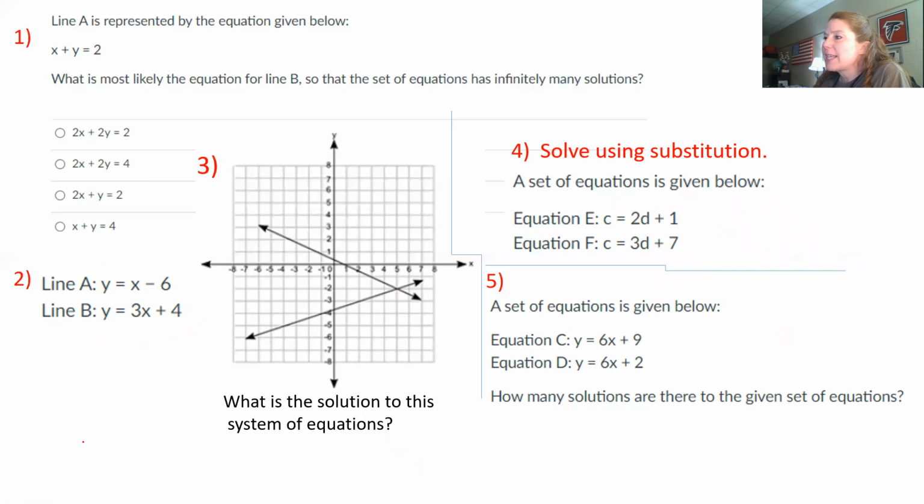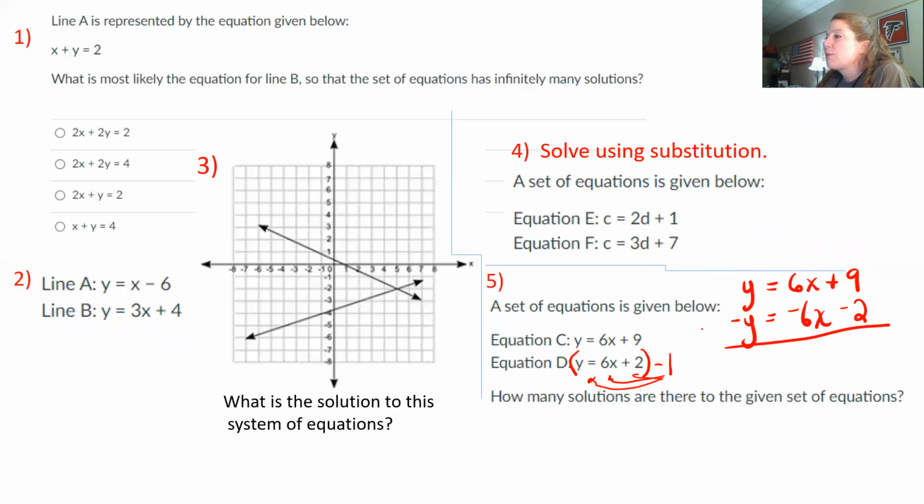Here we have a set of equations. How many solutions are there to the given set of equations? Basically, since my 6x's are the same, I'm going to multiply one of the equations by negative 1 so my x's will cancel. So I'm going to bring over equation C, the top one, y equals 6x plus 9. In equation D, I'm going to multiply every single term by negative 1. So I'd have negative y is equal to negative 6x minus 2.